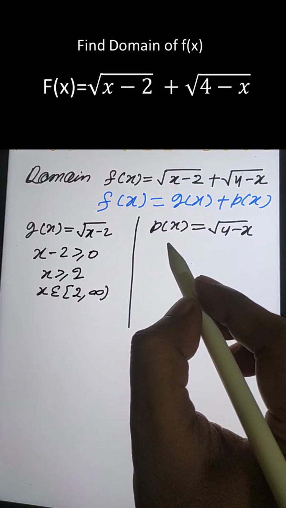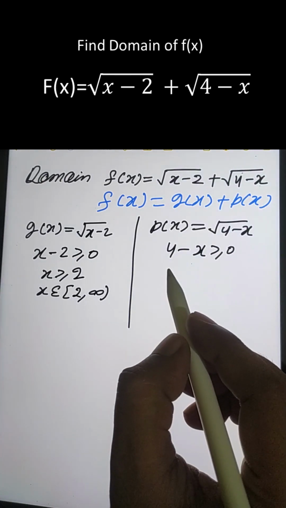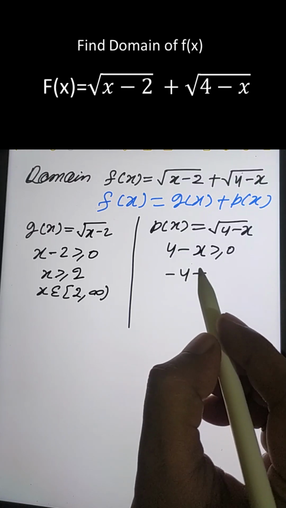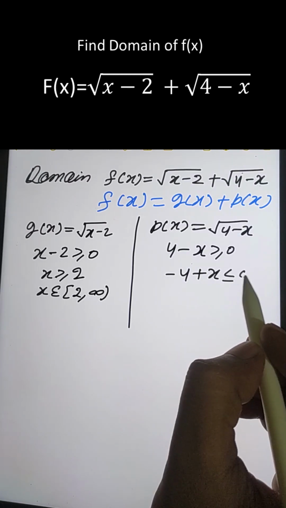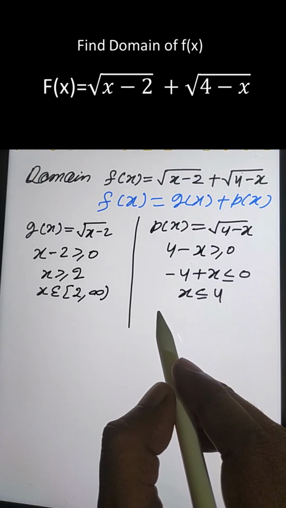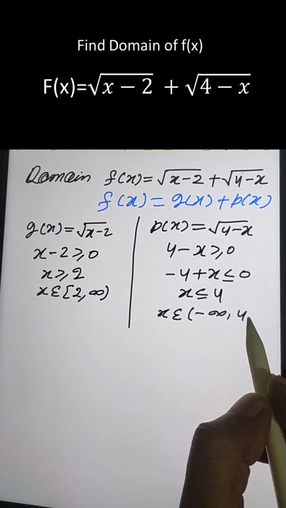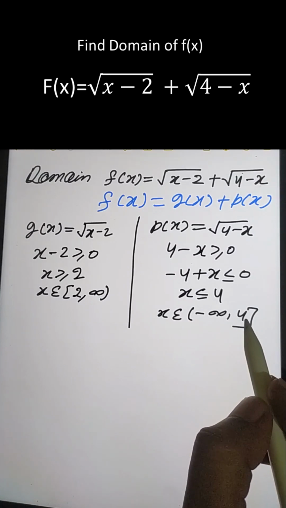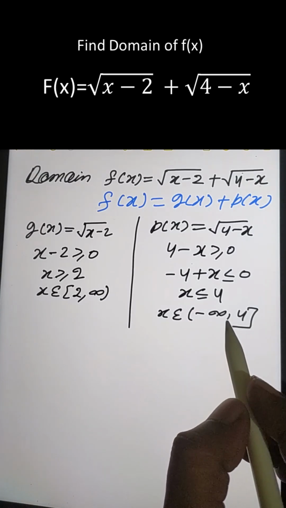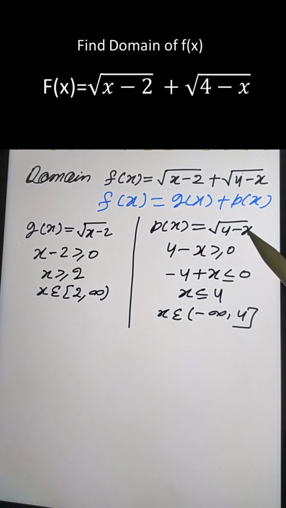This function is defined only if 4 minus x is greater than or equal to 0, so you can say minus 4 plus x is less than or equal to 0, so x is less than or equal to 4. That means the function is defined from minus infinity to 4. Clear or not? Very simple. So if anyone asks about the domain of that function, you can say the interval from minus infinity to 4, closed at 4.